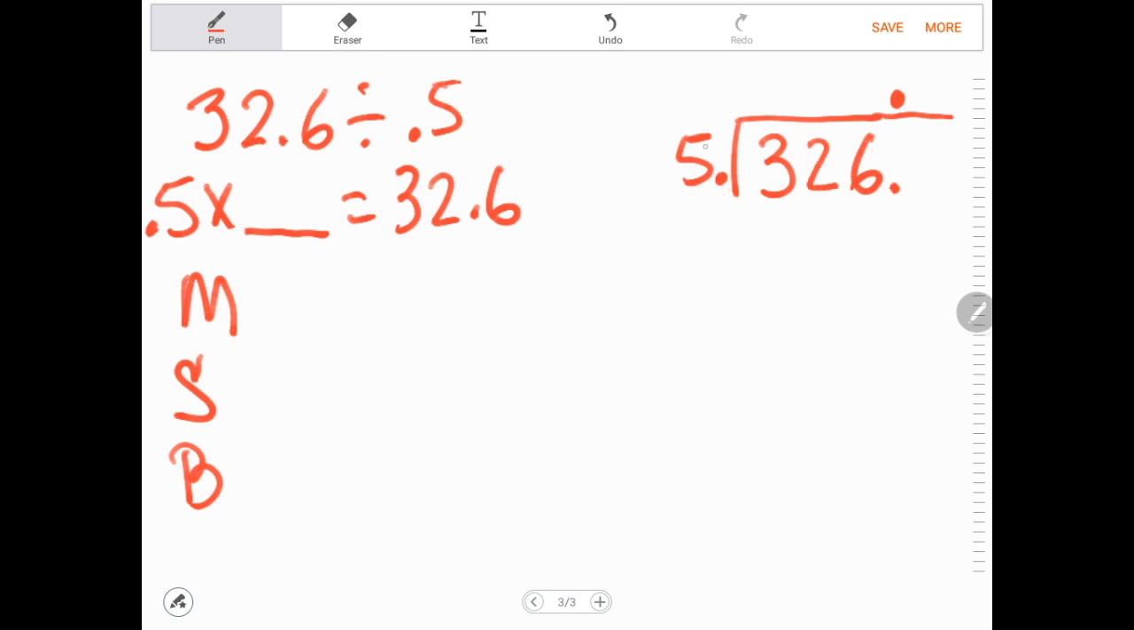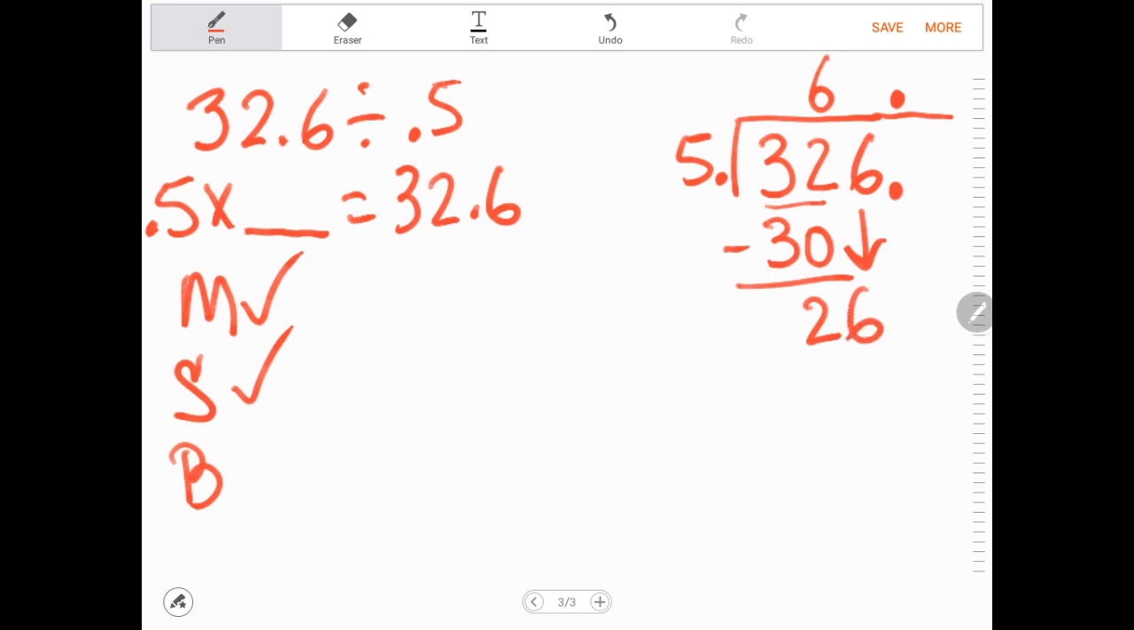Okay, so now I've cleaned it up a little bit. I've got 326. I don't have all those lines and everything. And there's where my decimals are. I've brought my decimal up into my quotient, my answer, and now I can just do long division. So I'm going to ask myself, 5 times what will give me a number close to 32? And that's going to be 6. 5 times 6 is 30. So I've multiplied. I'm going to subtract. 32 minus 30 is 2, and then I'm going to bring down the 6.